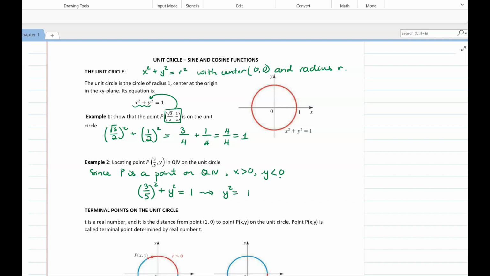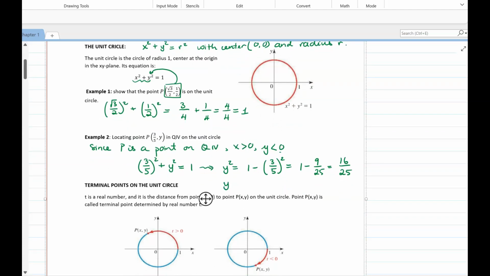This means y squared equals 1 minus 3 over 5 squared, that is 1 minus 9 over 25, and that is 16 over 25. Now, we just found out y squared is equal to 16 over 25. This means y is equal to plus or minus the square root of 16 over 25. This is plus or minus 4 over 5. Now, because P is a point in quadrant 4, which means x is greater than 0 and y has to be less than 0, therefore the point P has the coordinate y equal to negative 4 over 5.